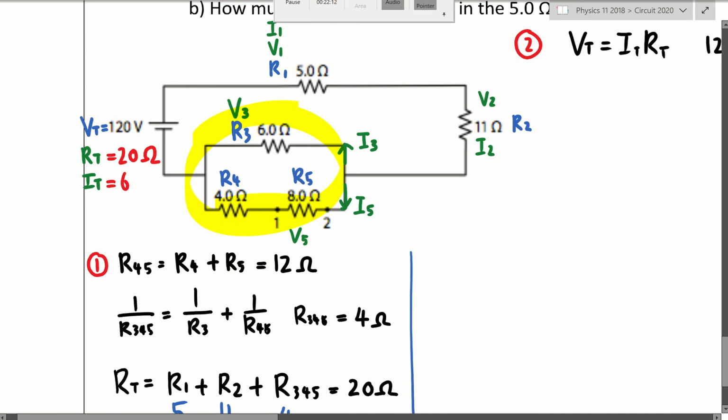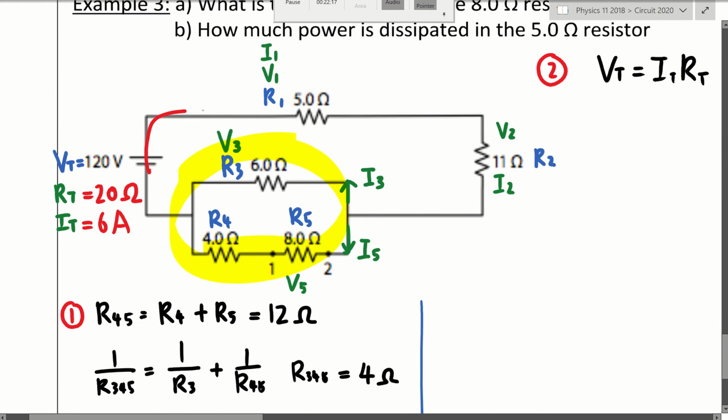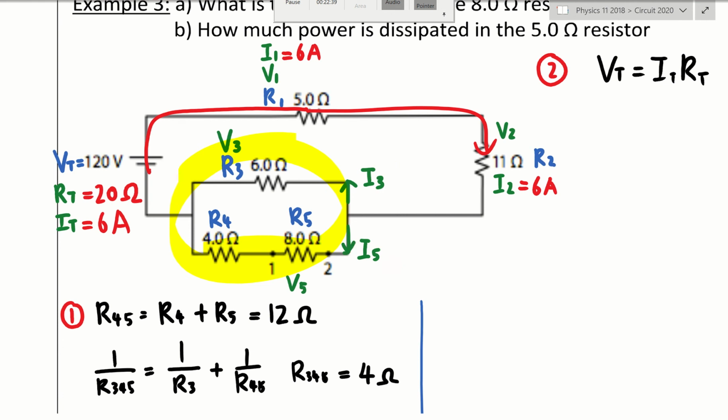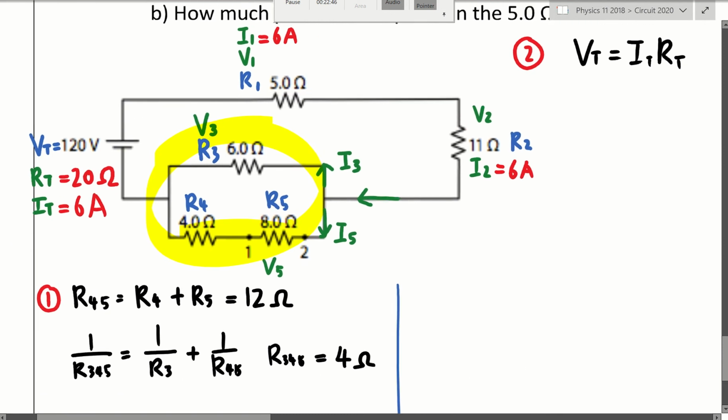I total is 6 amp. And I total is the same as I1, because 6 amps leave the battery and 6 amps go to the first house. There's no splitting yet. And then 6 amps go to I2. Unfortunately, it's not 6 amps going to I5 or I3, because they will actually split up. So we will have to deal with that. But at least we know I1 and I2 are exactly the same.